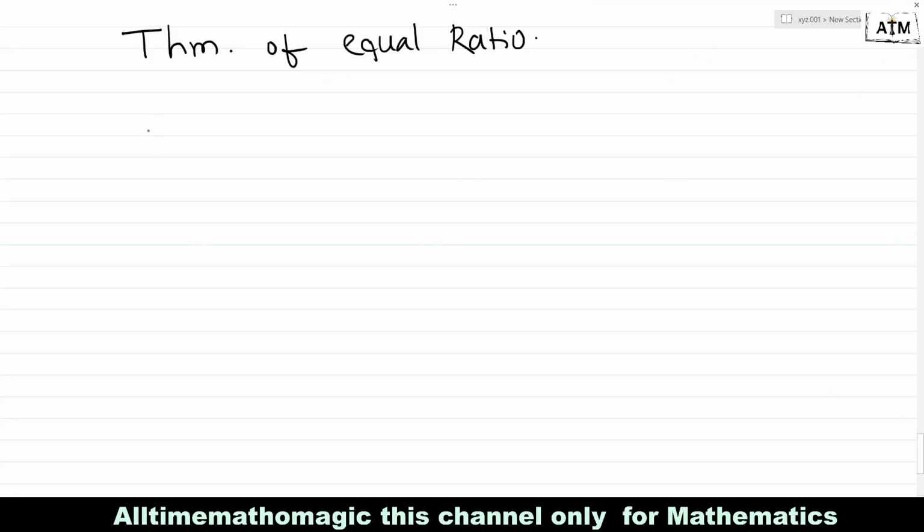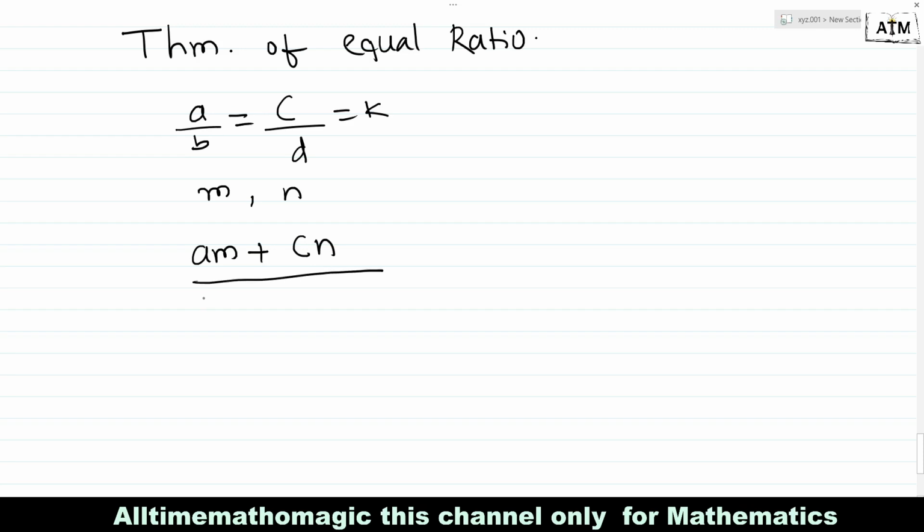Now, the theorem of equal ratio. According to this theorem, if A upon B equals C upon D equals K, now select any two numbers, suppose M and N. In the numerator multiply A by M and multiply C by N, and in the denominator multiply B by M and multiply D by N. Then the result is also equal to K. This theorem is called the theorem of equal ratio.